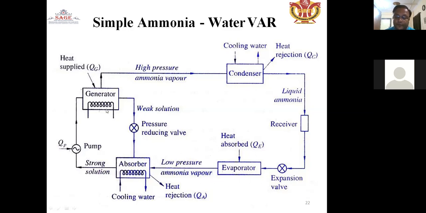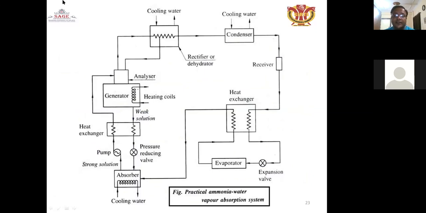So the refrigeration effect will be reduced in the evaporator and correspondingly the COP of the refrigeration system will be improved. This is another type of circuit diagram in which a rectifier is an addition to the simple vapor absorption cycle.